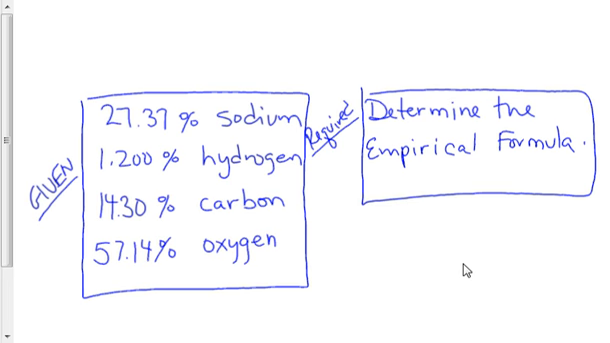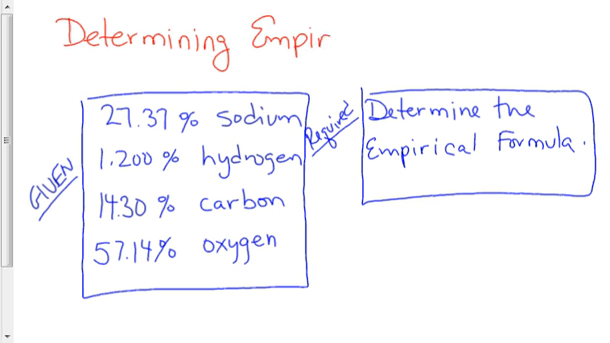Today we're going to determine the empirical formula based on the information that we have about percent composition by mass. So, determining empirical formula from percent composition information by mass.